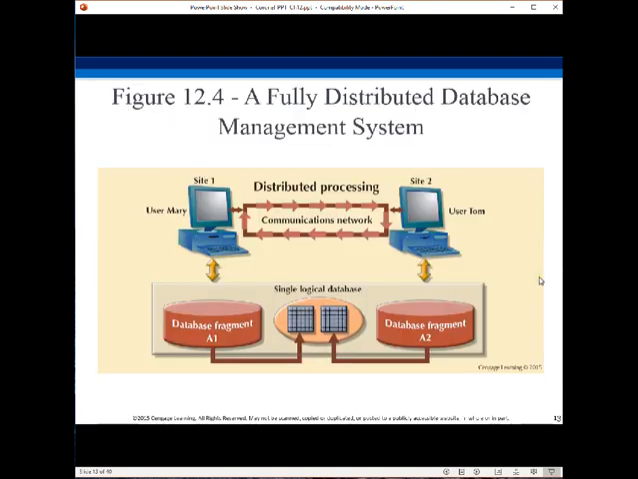So here we have a fully distributed management system. So you have fragments of your database on two different systems, and you have users in a network, communication network, could be around the world, that are going to be accessing the data and updating the data. You can also have distributed processing, where you actually have multiple machines working on the same problem using a distributed database.